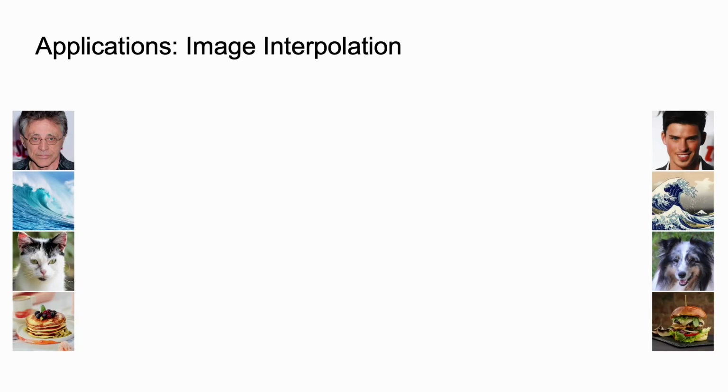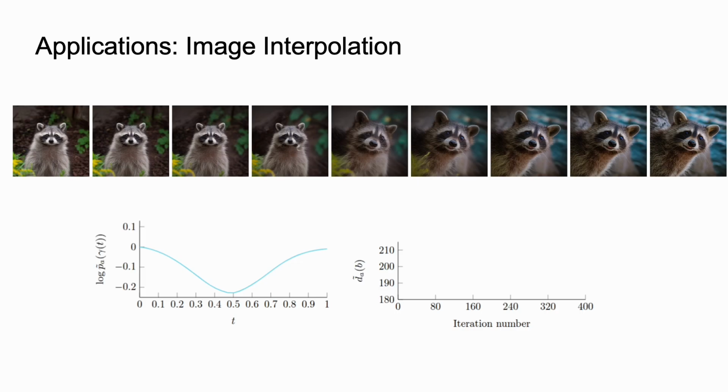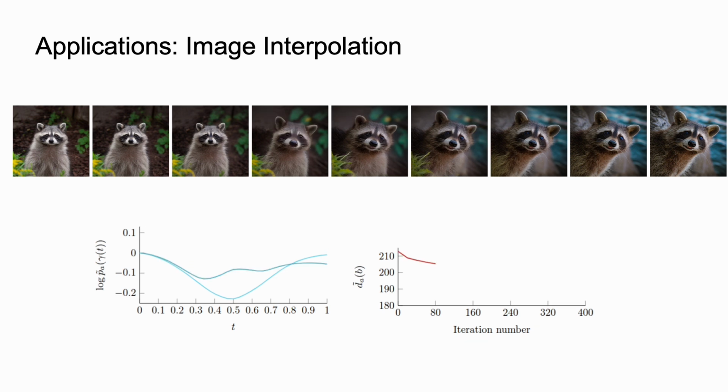Then, we conduct experiments to show the effectiveness of our applications. We begin with the image interpolation. Given 2 input images, we optimize the geodesic path between them to generate smooth and high-quality intermediate frames. We also conduct experiments to analyze how the path probability and path length evolve during the optimization process. As the path is optimized, we observe an increase in relative probability along the path, alongside a decrease in our defined path length.